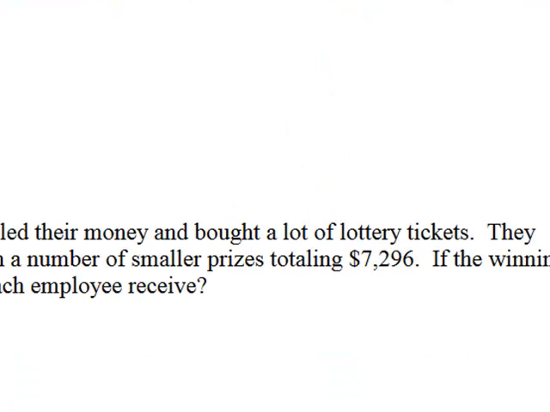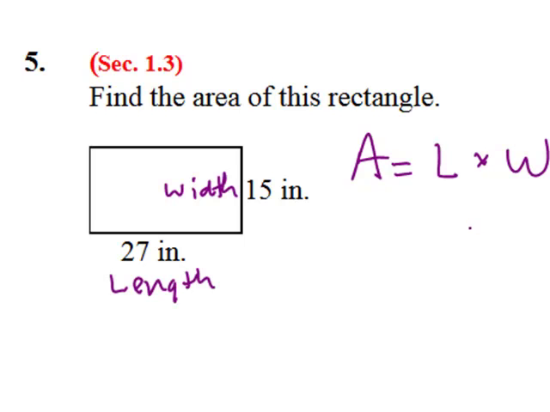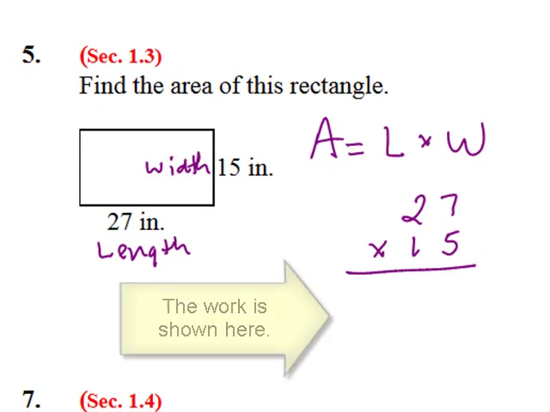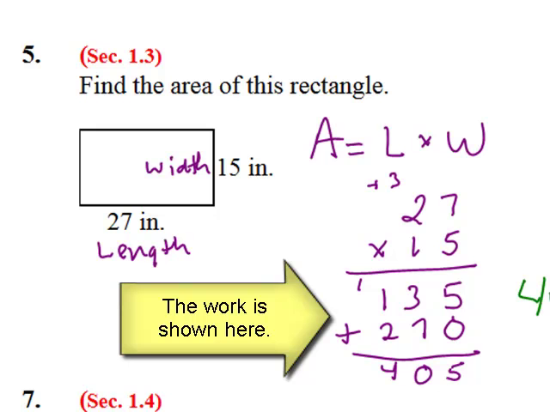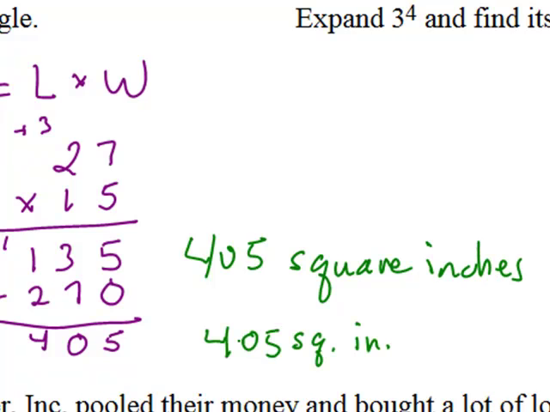In number 5, we're asked to find the area of a rectangle. Now, a formula for the area of a rectangle is that area is equal to length, L, times W, width. And it doesn't matter which number we put up above. I'm going to write 27 and 15 and multiply. 405 square inches. Either way is fine.